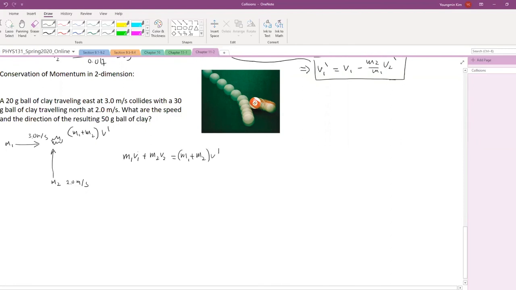And here, strictly speaking, we are going to deal with vectors since we're dealing with a two-dimensional case. So this would be the mass 0.02, and velocity is 3.0 meters per second east, that is 3.0 i plus 0 j, plus mass 0.03 times 0 i plus 2.0 j. That is equal to 0.05.